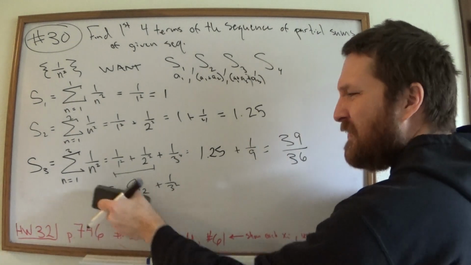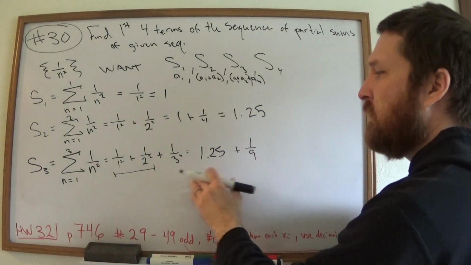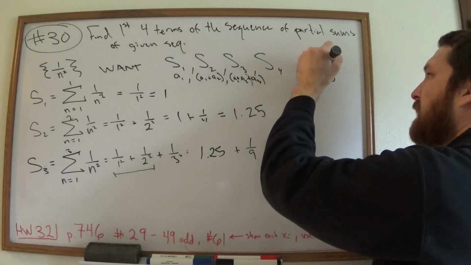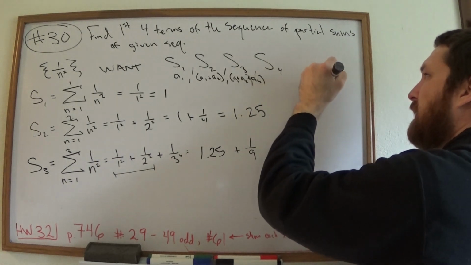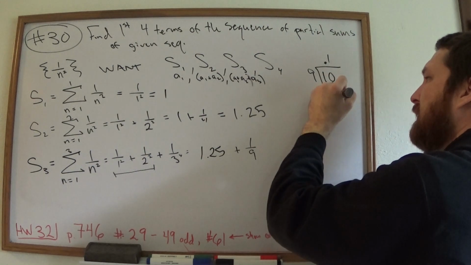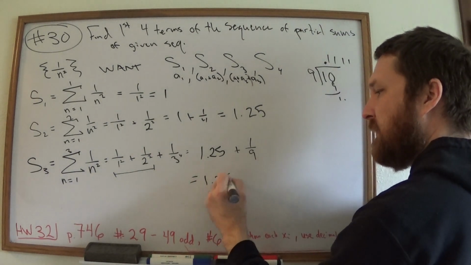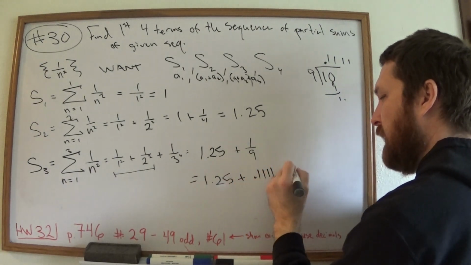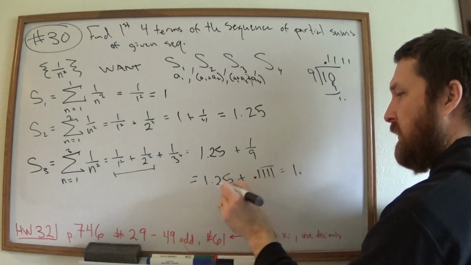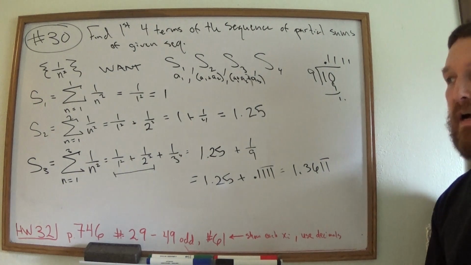1.25. And if you want, I'm not going to be a stickler. If you want, you could go ahead and turn this into decimals. Find 1 over 9, what is it? Yeah, so 0.1. Okay, yeah. So you go 1.25 plus 0.1111 repeating is 1.3611 repeating. That's fine too, right?